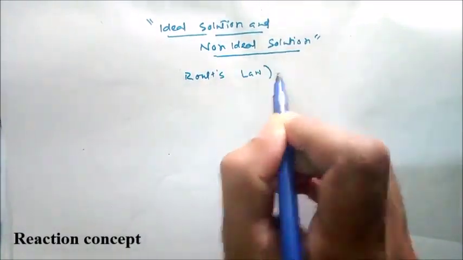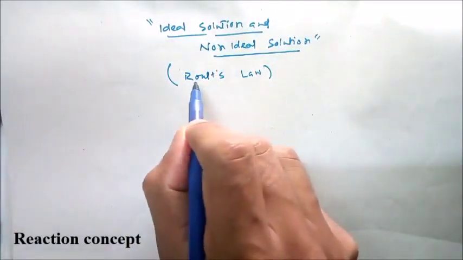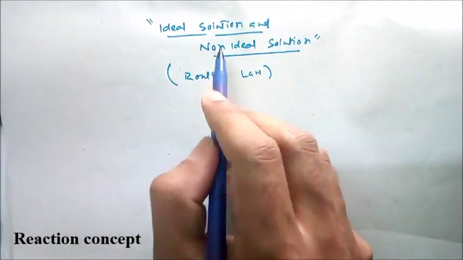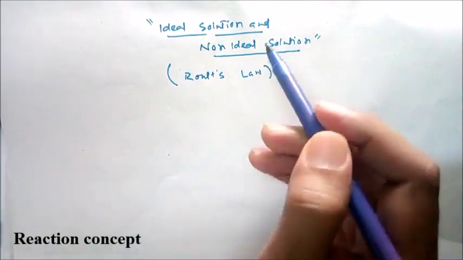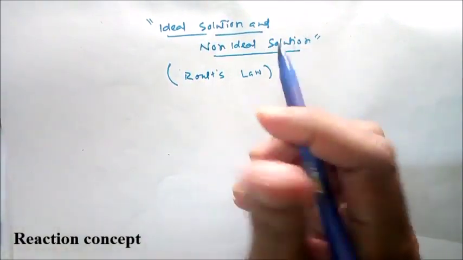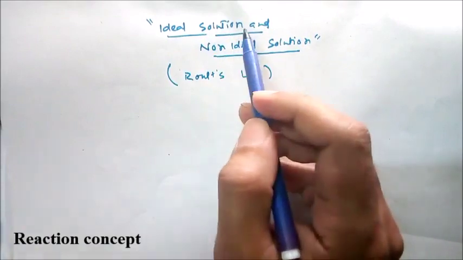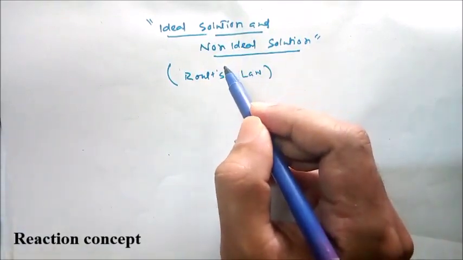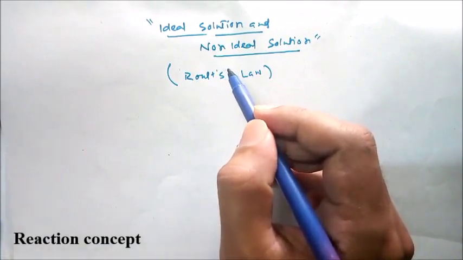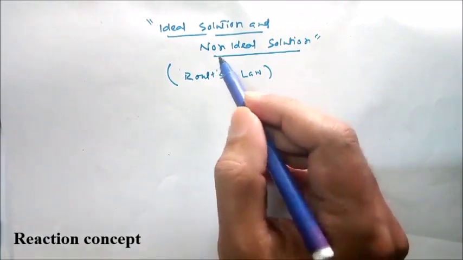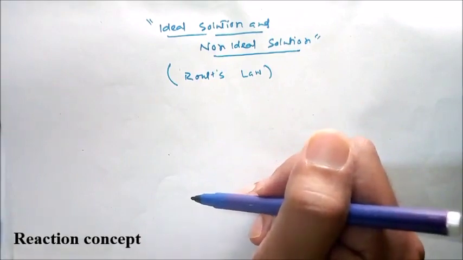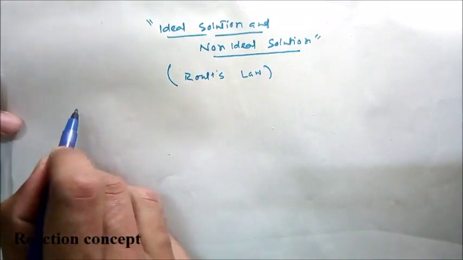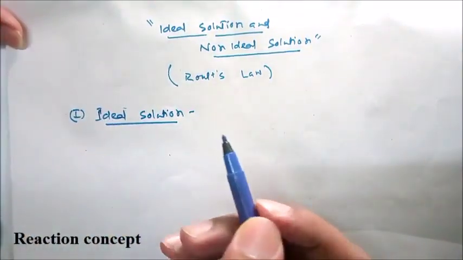Raoult's law is considered as the basis of the ideality of a solution. The solution which obeys Raoult's law at any concentration is called an ideal solution, and the solution which doesn't obey Raoult's law at any concentration and any temperature is called a non-ideal solution. So now let us see the ideal solution. What would be the definition?